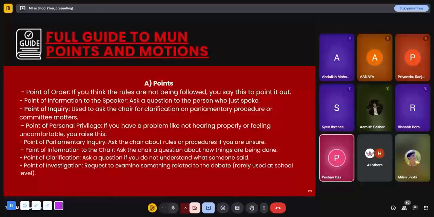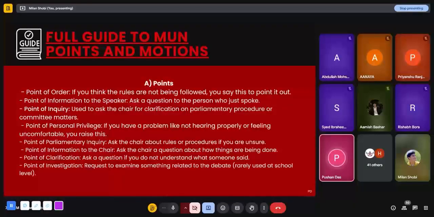Firstly, we have point of order. A point of order is used to point out a factual or a procedural error. A point of order can be raised only after the speaker is done with their speech. You cannot interrupt the speaker. Now, something important to keep in mind is that points of order carry marks. So raise one only and only when you are sure that there was a procedural or factual error made by the speaker or the executive board.